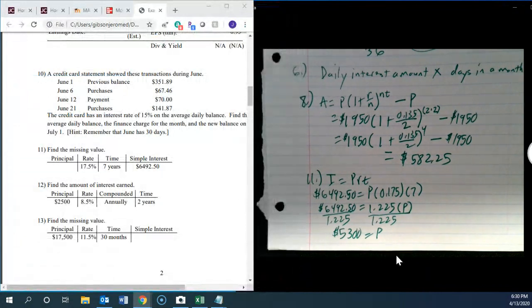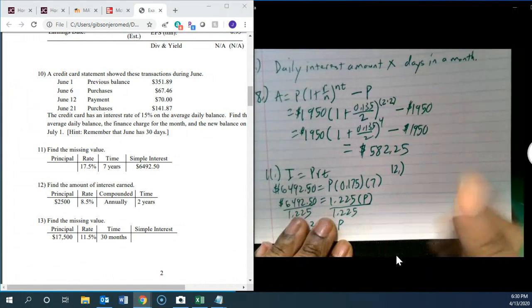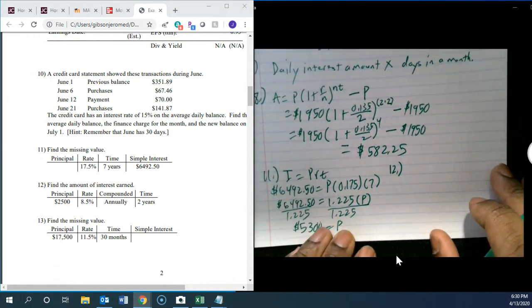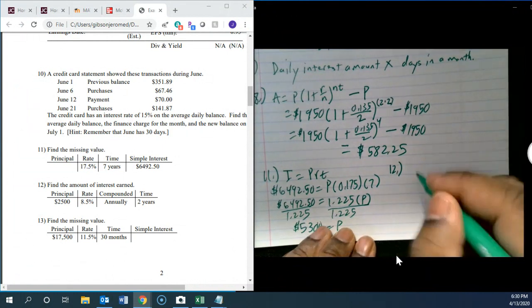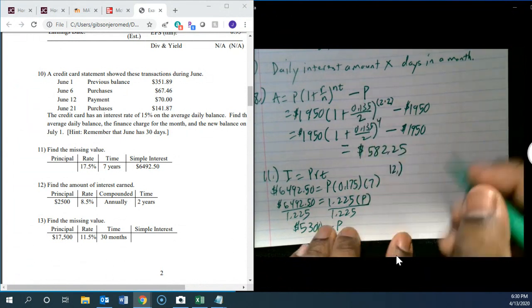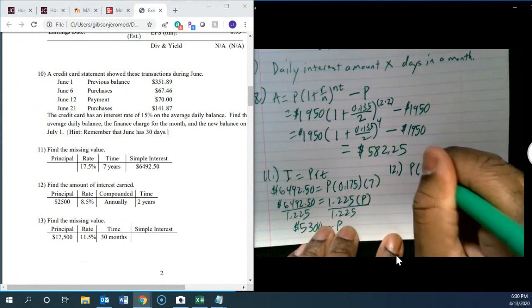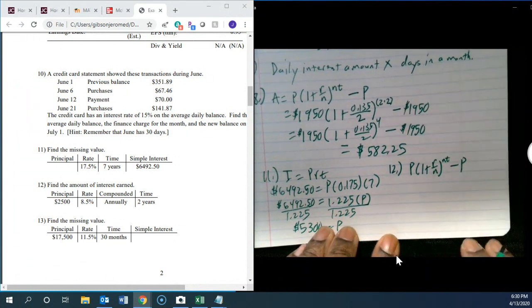Now, I believe, let me see. Number 12, it says find the amount of interest earned. Well, actually, yeah, we could do number 12. Okay, number 12. So if you notice here, we have a compound interest problem. So we know we're going to have to do the future value, which we basically did up here, minus the principal. So we could do P times 1 plus R over N to the NT minus the principal.